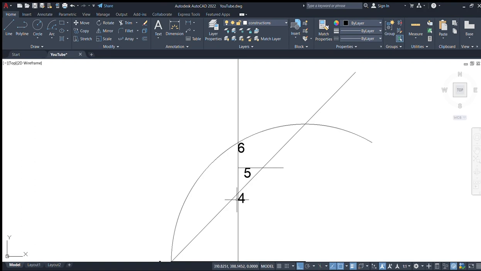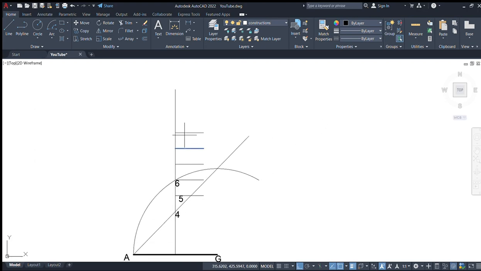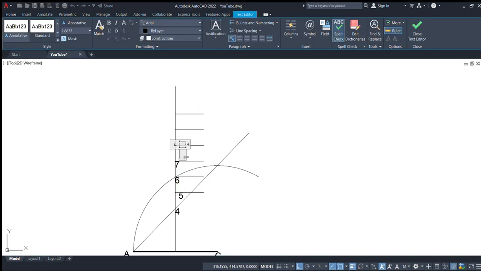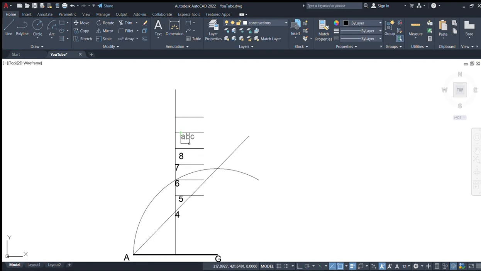So what you do next, now using the distance between 4 and 5 or 5 and 6, because now they are the same, mark other points upward. So mark, so this is 4, 5, 6, 7, 8, 9 until we get 10. So this is 7. Eight. Nine. And finally 10.